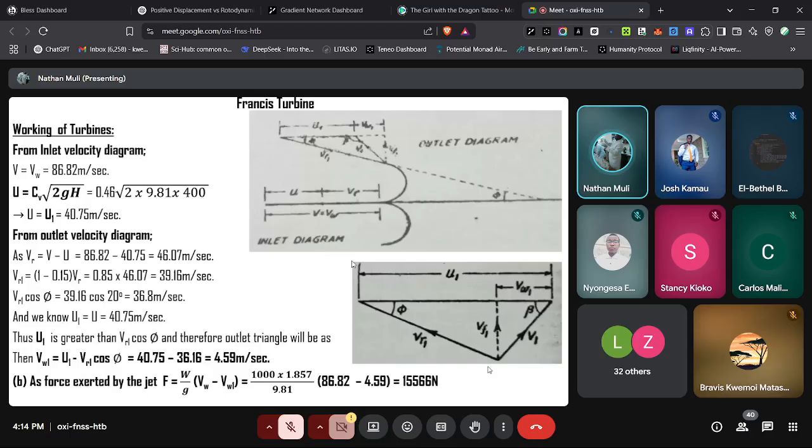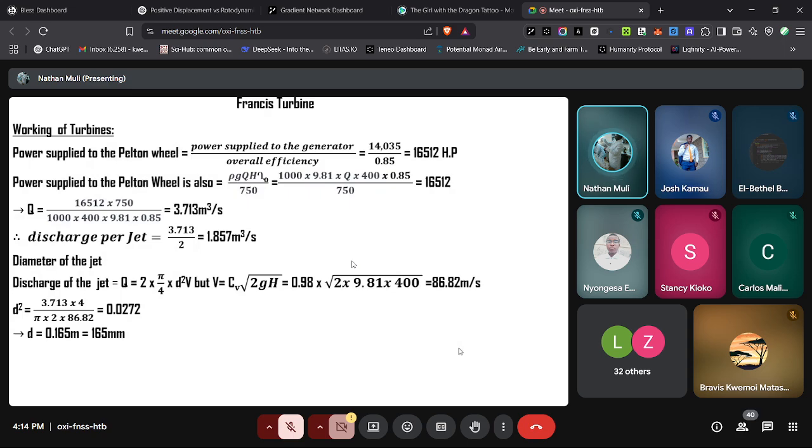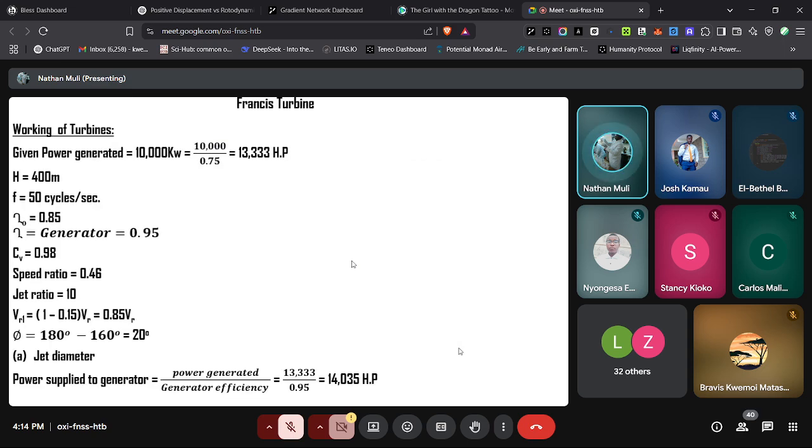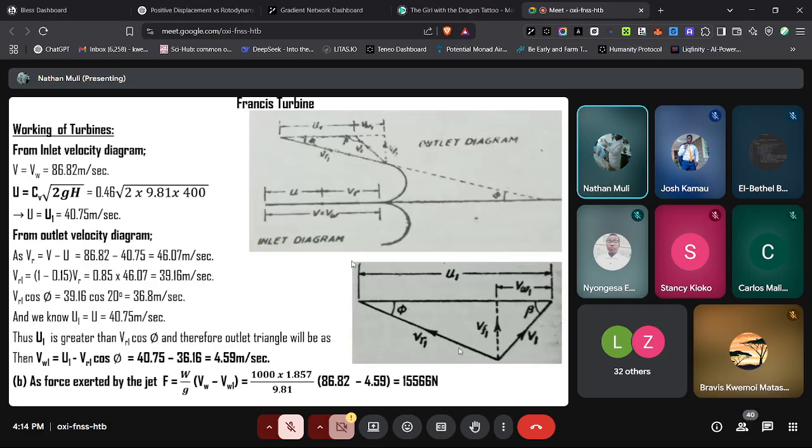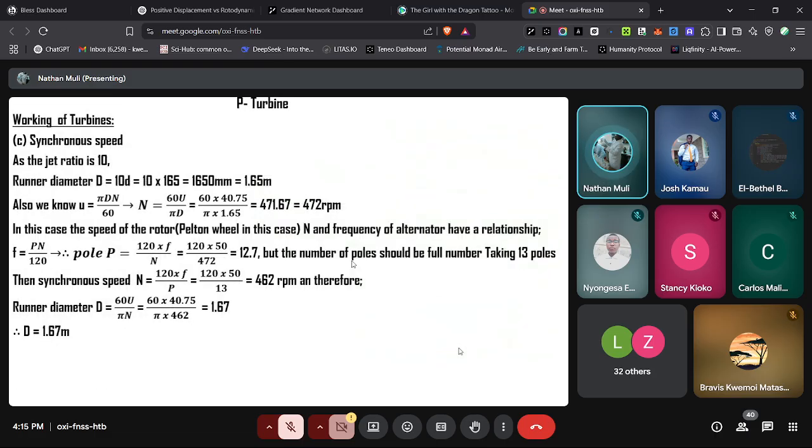If it is not, you just ignore it. But it is likely to be because I can see CV of 0.46, which I have in my data. Speed ratio of 10. Yes, so it's a continuation of the same all the way until you are able to get the force exerted by the jet, which is 15,566 newtons. So have a look at that.